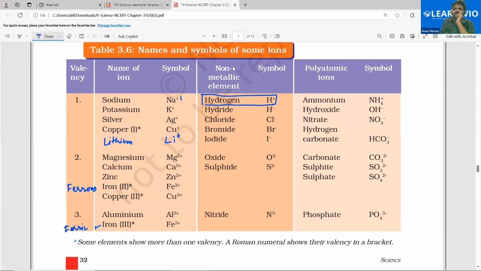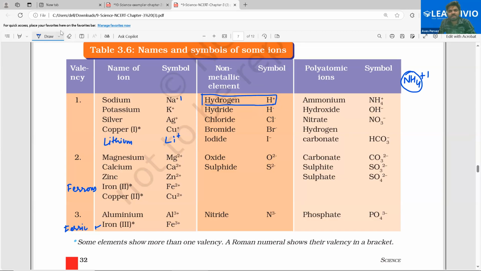Let me explain that these are the polyatomic ions, which have more than one atom. For example, this has 1 nitrogen atom and 1 hydrogen atom, so it is a polyatomic ion. It means NH4 positive. NH4 with 1 positive valency is the formula of the ammonium ion.